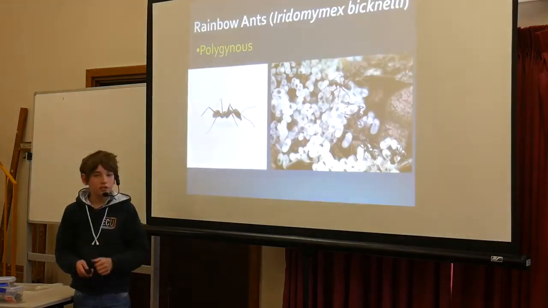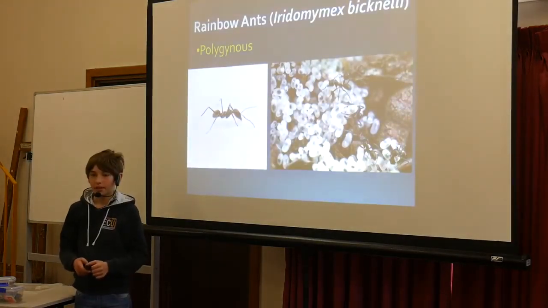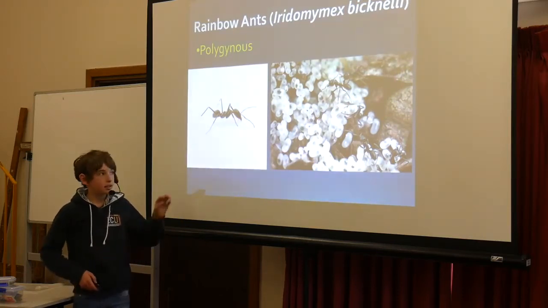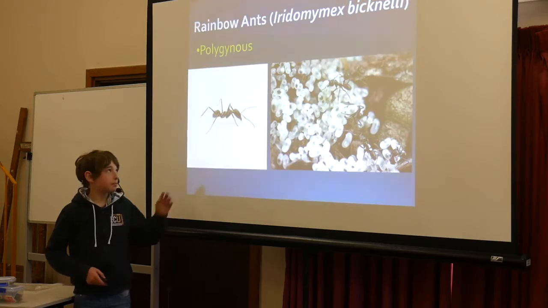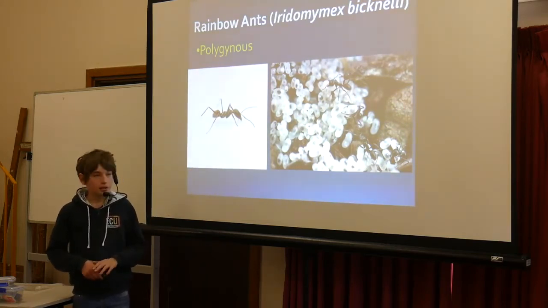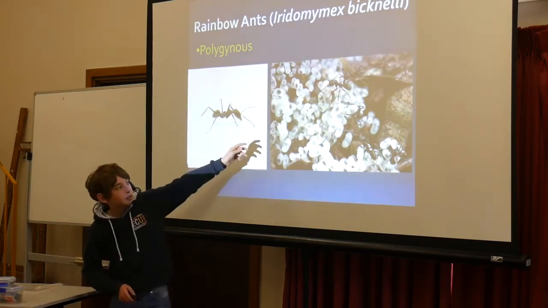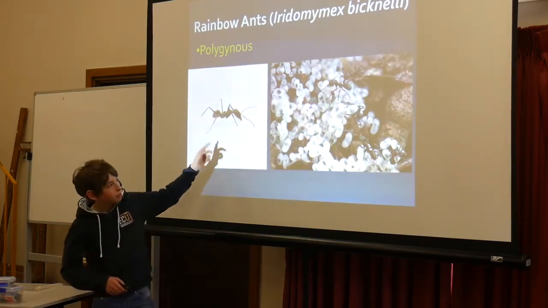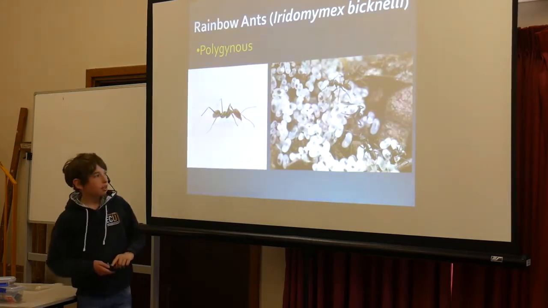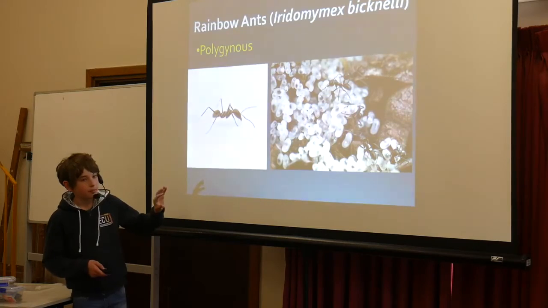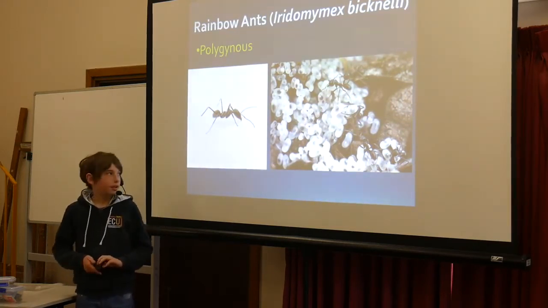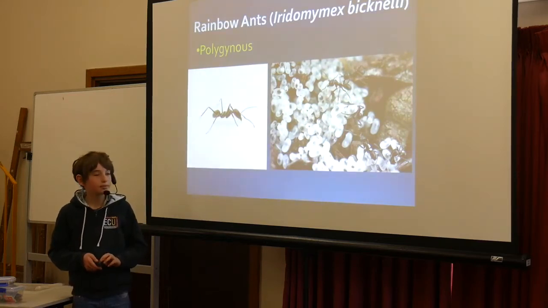Also, next on the list are rainbow ants, or Iridomyrmex biconelli. They are related to the meat ants, so both Iridomyrmex, and they are both polygynous. Basically, rainbow ants are just mini meat ants, but they make bigger colonies. And this is just a smidge of the larval chamber, where they're all caring for the larvae. That is a small amount, just one chamber. That just gives you a clue on how many ant individuals there are.